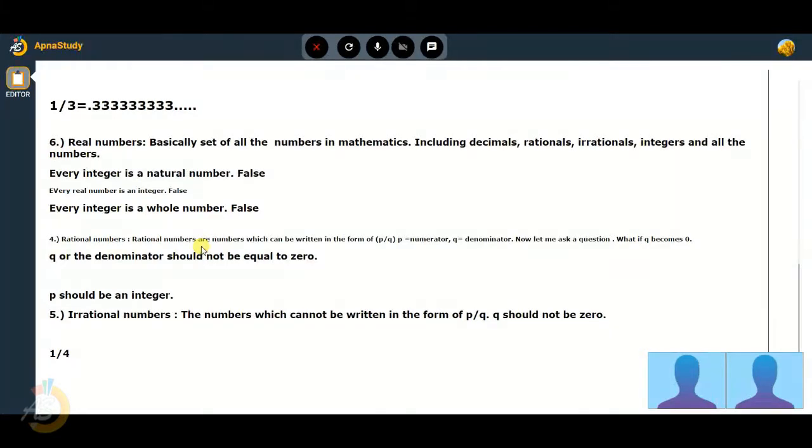Last one. Every integer is an irrational number. No, false. So, after seeing the answers, I can see that you have understood the topic. Okay, now let's move to the last topic.